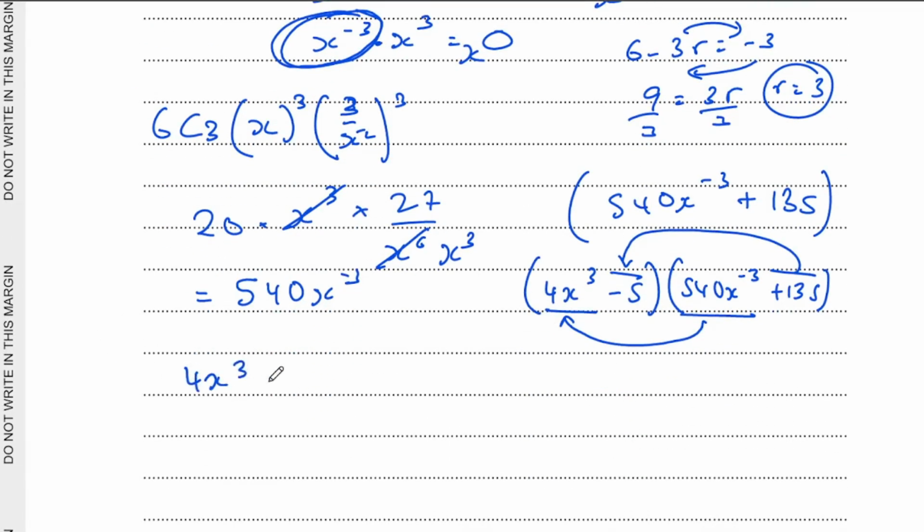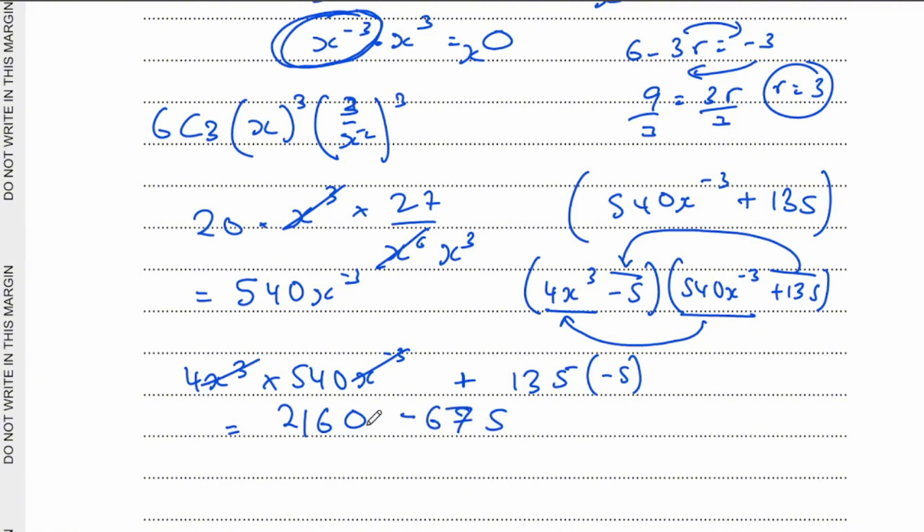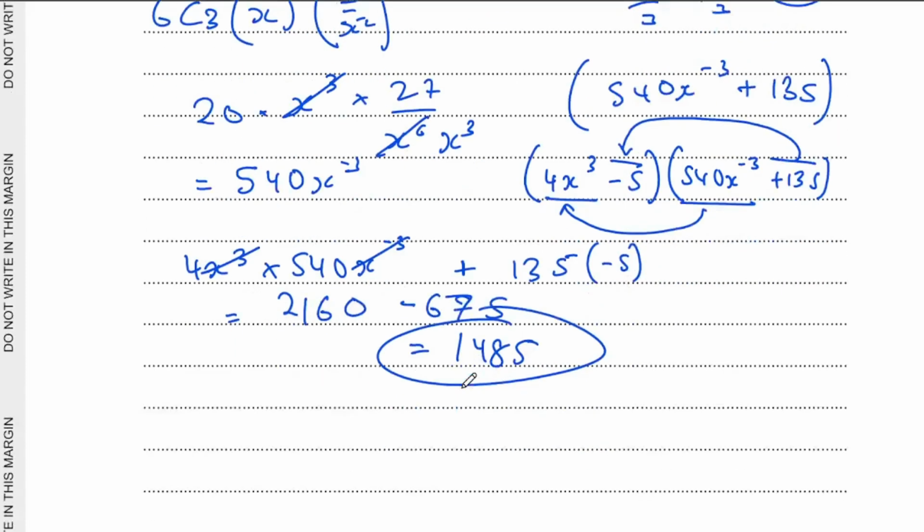So 4x cubed multiplied by 540 x power negative 3, plus 135 times negative 5. And these will cancel out, because x power 3 times x power negative 3 is just x power 0. And so 4 times 540 is 2160, and 135 times negative 5 is negative 675. And if we add these two together, we're going to end up with 1485, which is the term independent of x in this question. Okay.